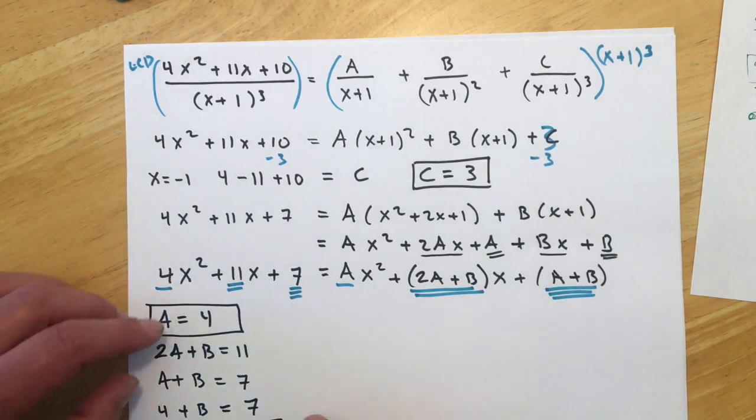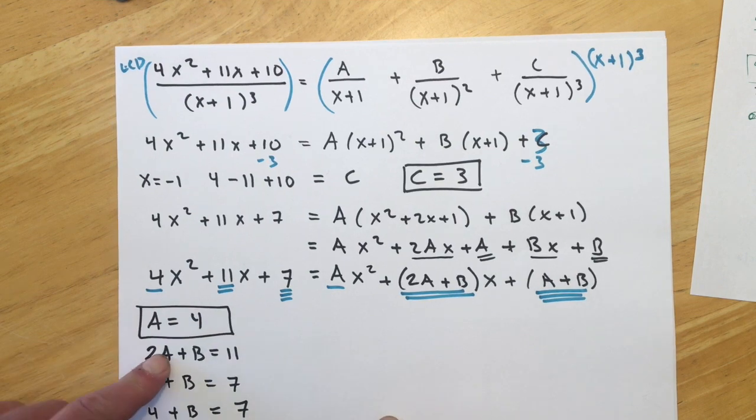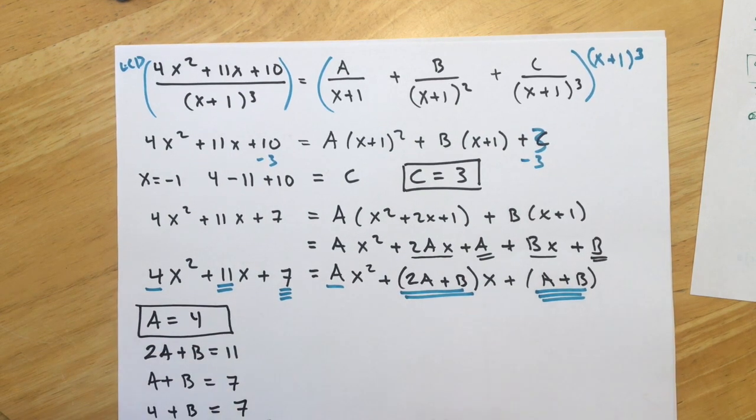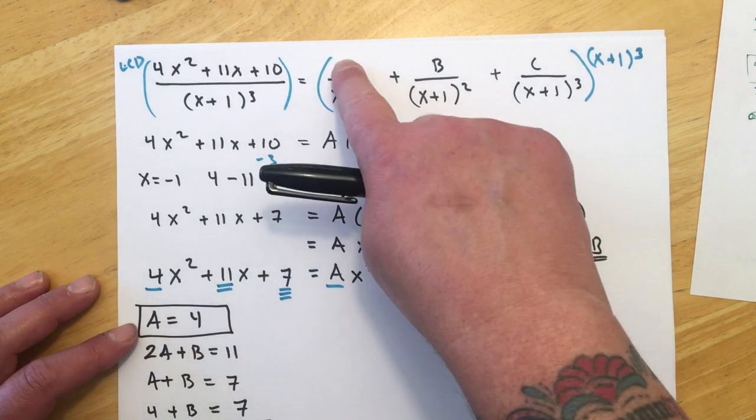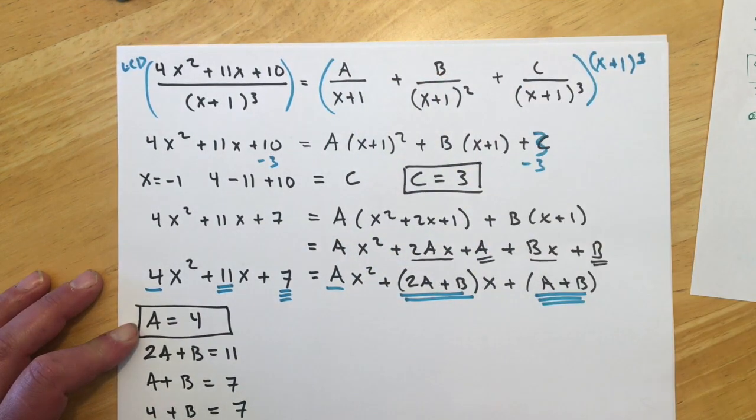And then if I want to do a little check, I can put these in the third equation to make sure they work. So 2 times 4 plus 3 does make 11, so that's a good sign. So then A was 4, B is 3, and C was 3.